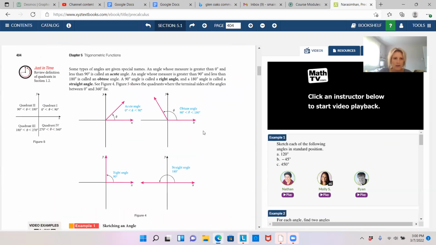We're going to go back and remind ourselves of some things as well. A right angle is an angle that has 90 degrees. A straight angle has 180 degrees. An acute angle is an angle that's less than 90, so it's greater than 0 but less than 90. And an obtuse angle is any angle that is greater than 90 but less than 180. There are examples here on page 404 of those.